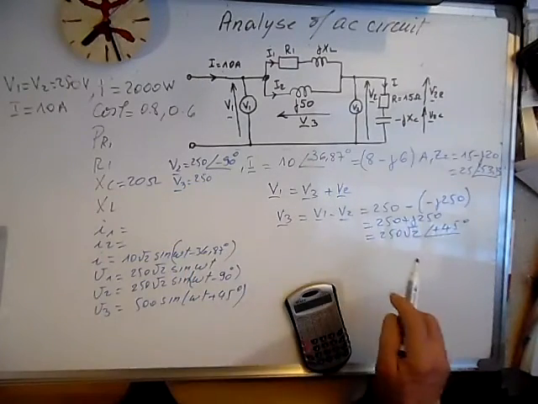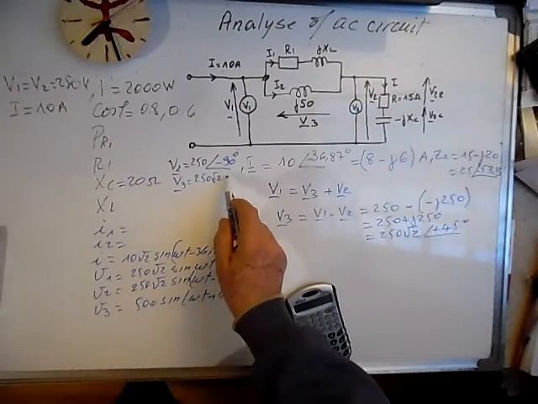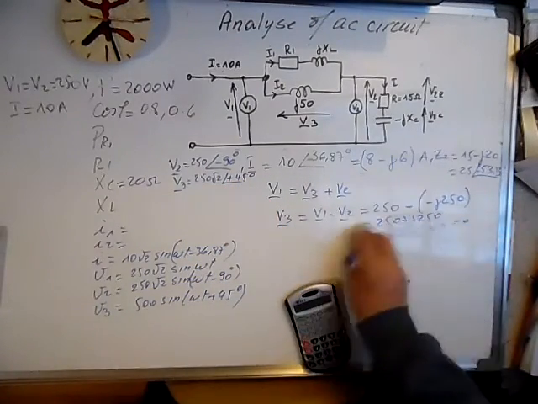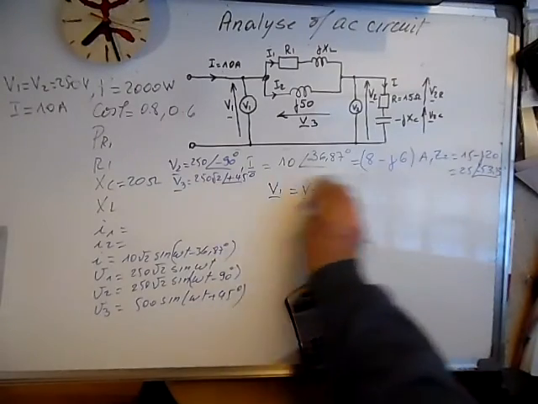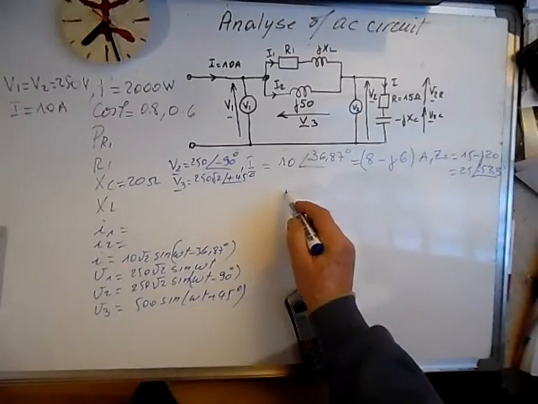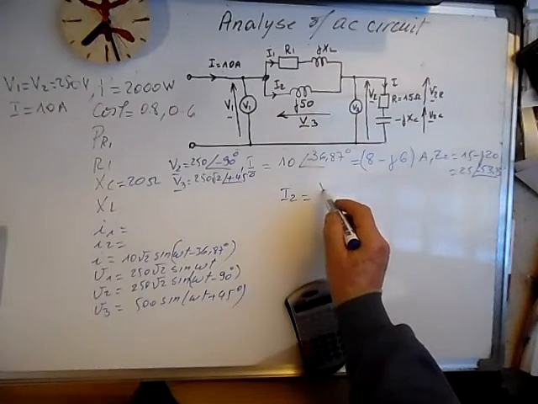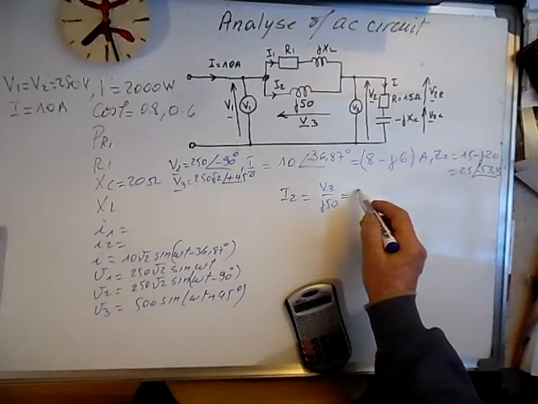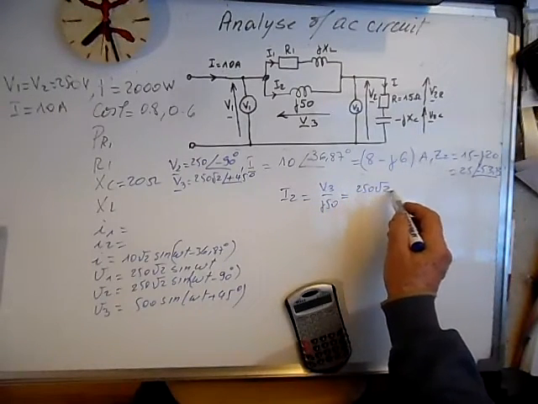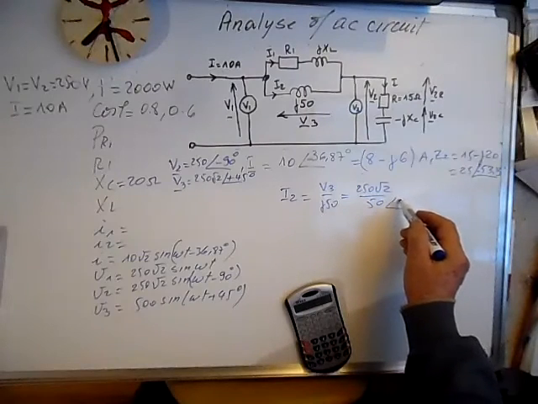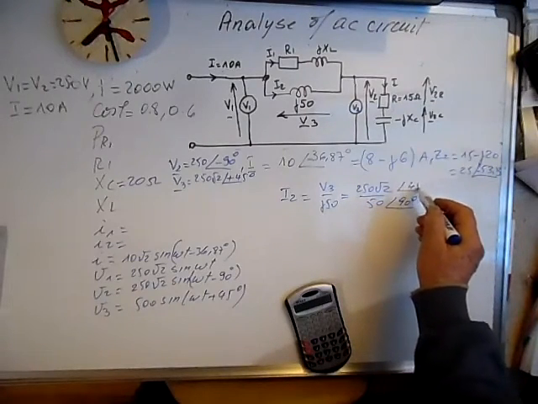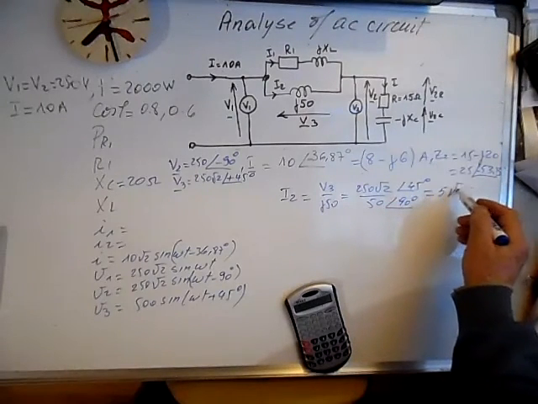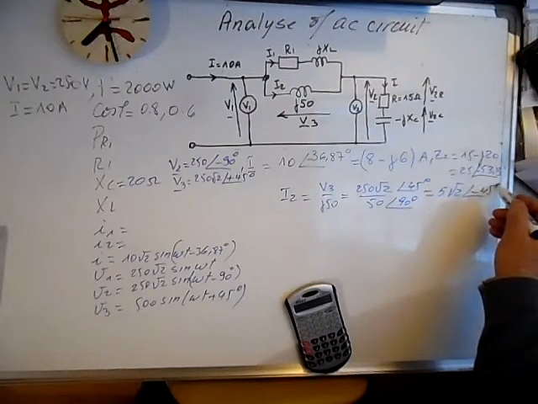250 square root of 2 plus 45 degrees. Now we can calculate I2. I2 we can calculate it is V3 over j50 and is equal to 250 square root of 2 over 50. This is 90 degrees, this is 45 degrees, and I2 is 5 square root of 2 minus 45 degrees.